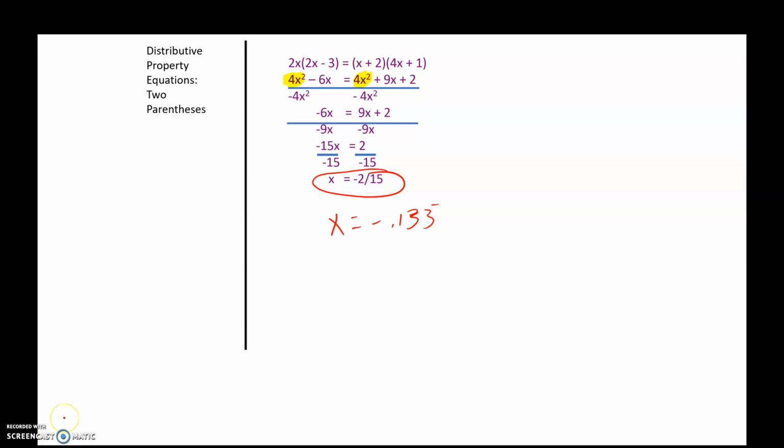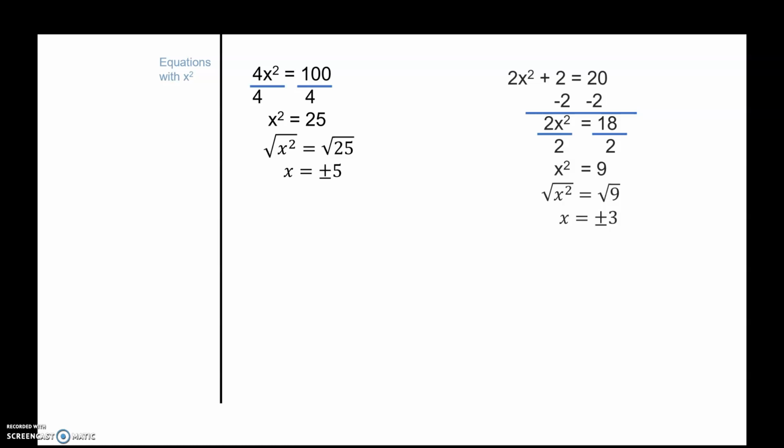All right, so actually I think it's negative 0.133. Let me check my calculator real quick. 2 divided by 15. Yep, 0.133, repeating. All right, so let's roll on.